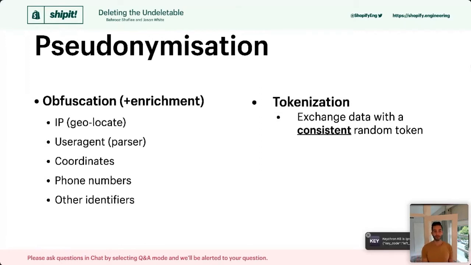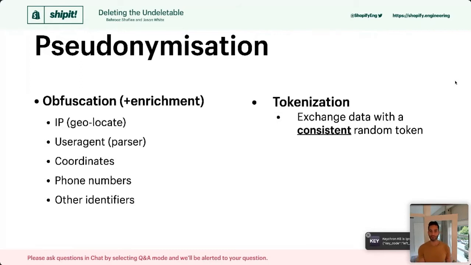But we also enrich this type of personal information with aggregate level data that most data scientists were after in the first place. For example, for IP, we geolocate, and for user agent, we extract high-level information like device or operating system. These are actually the most important information that most data scientists needed. So even though obfuscation solves a lot of problems and addresses a lot of use cases for our data scientists, there remain cases where we still need access to the raw value of personal information. And that's what tokenization is for.